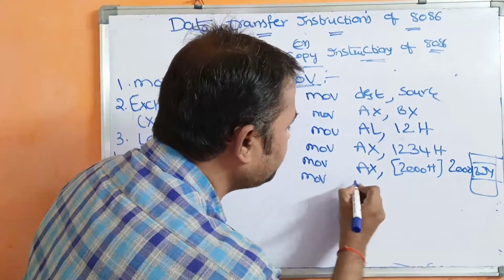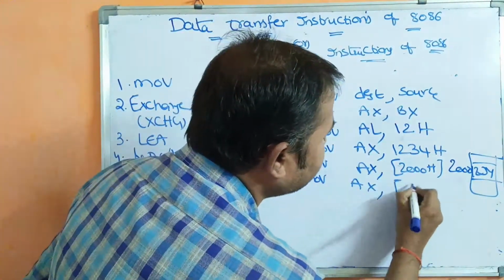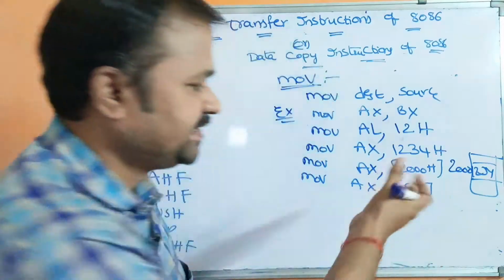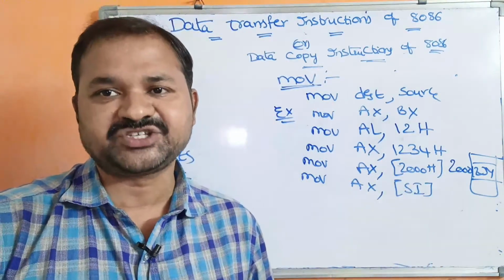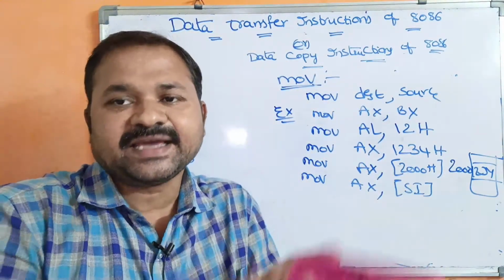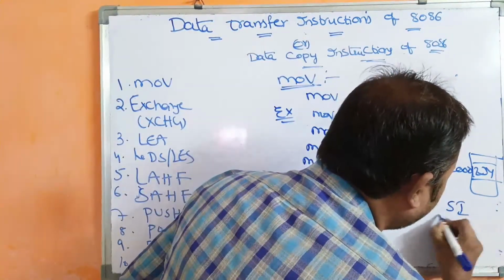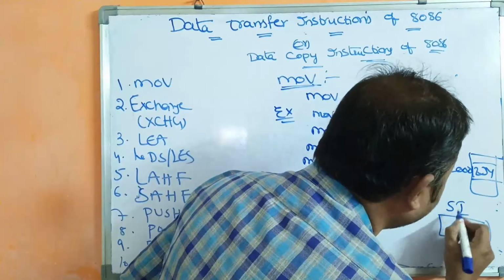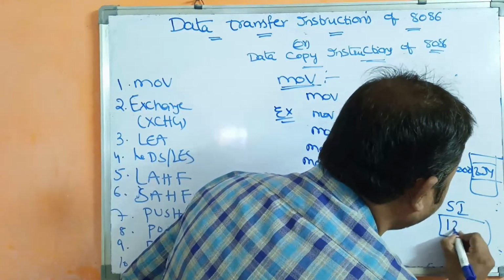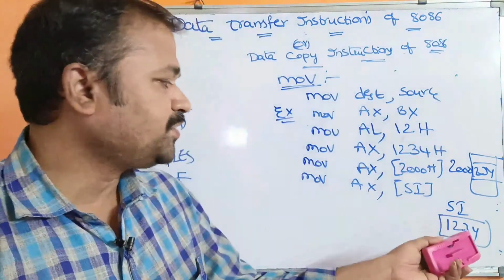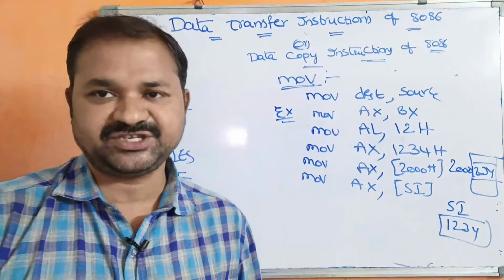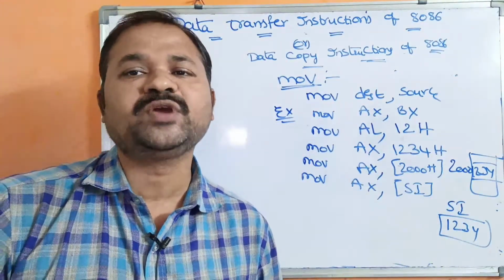Let us see one more example. MOV AX, [SI]. SI means source index register. Now the SI content will be moved to the AX. Let the SI register contain 1, 2, 3, 4. Now 1, 2, 3, 4 will be moved to the AX register. So this is about the move instruction.